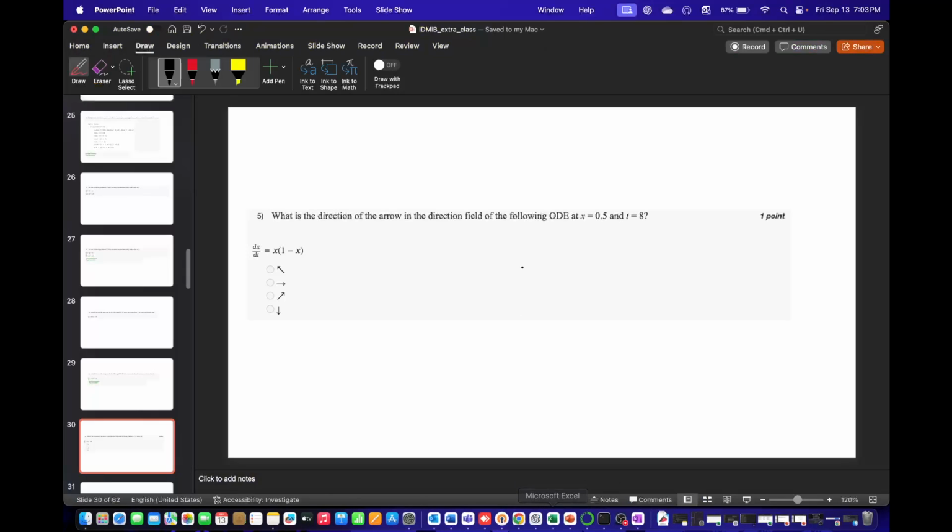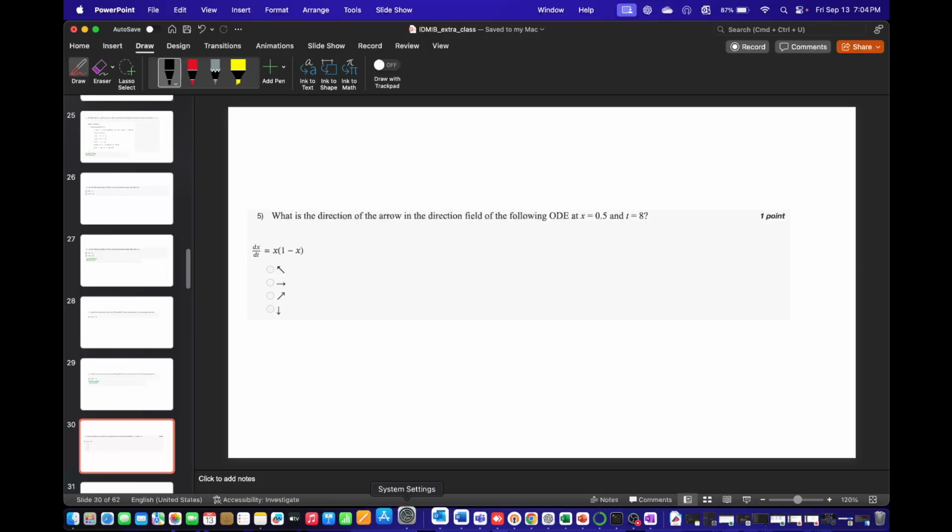Now the question is, what is the direction of the arrow in the direction field for the following ODE? So first, what is the direction field at a particular point? The direction field is nothing but the slope of the ODE at that particular point, right? So what it's basically asking you is how the slope of the ODE looks at x equal to 0.5 and t equal to 8. What is the direction of the arrow in the direction field of the ODE at this point is basically what is the slope of that ODE at this point, right?